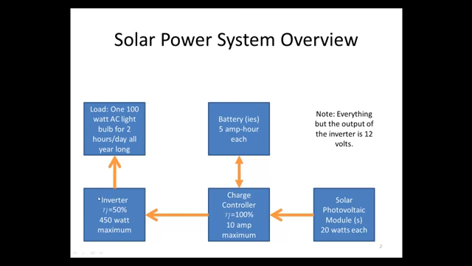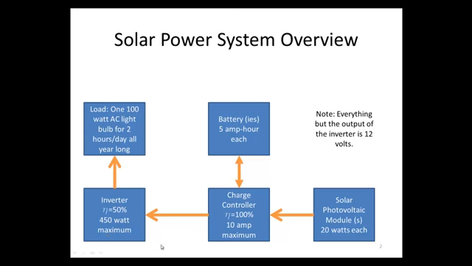Then we have an inverter. What an inverter does is it takes DC electricity and converts it to AC electricity, and it loses some electricity along the way. So we're going to assume that our efficiency is 50%. Efficiency is often labeled with a Greek letter called eta, so whenever you see eta, think efficiency. And our inverter has a maximum power rating of 450 watts, so we'll have to take that into account.